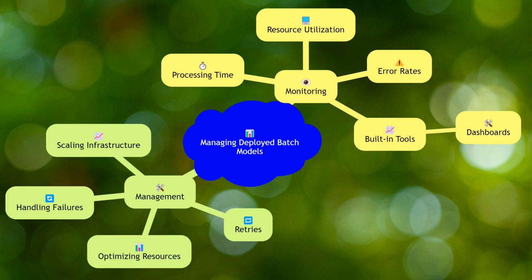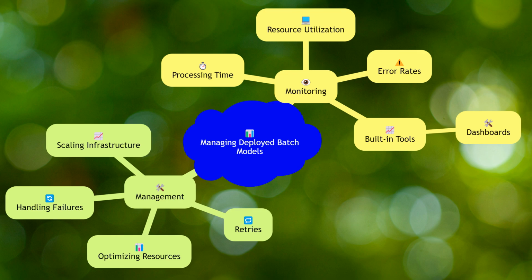Once your model is deployed to a batch endpoint, it is essential to monitor and manage the batch jobs to ensure they run efficiently. Monitoring involves tracking the performance of the batch jobs, including metrics such as processing time, resource utilization, and error rates. Many platforms provide built-in monitoring tools and dashboards to help you keep track of these metrics. Managing batch jobs also involves handling failures and retries, optimizing resource allocation, and scaling the infrastructure as needed to handle varying workloads.